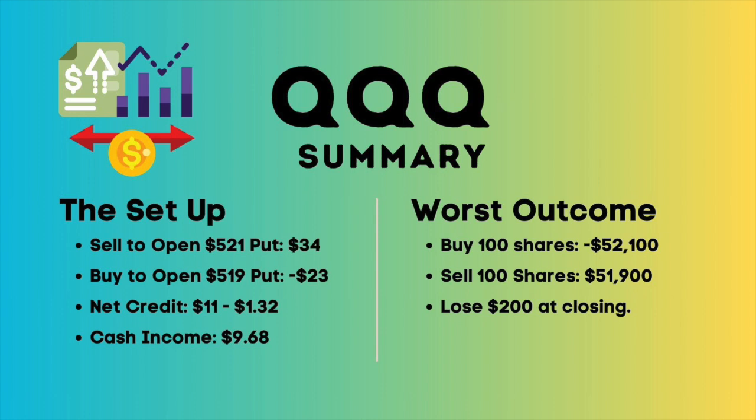In the worst case scenario, the share price drops significantly. Leg number 1 requires me to buy 100 shares at $521 a share, while leg number 2 allows me to turn around and sell them for $519 a share. This would result in a $2 per share loss. If this happens, I'd buy the shares for $52,100 and sell them for $51,900, leading to a $200 loss at expiration.